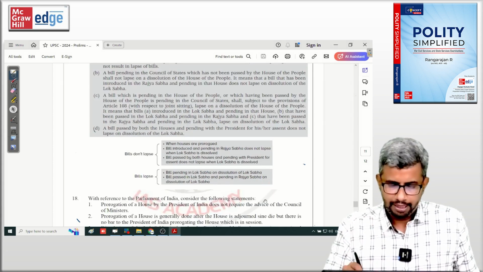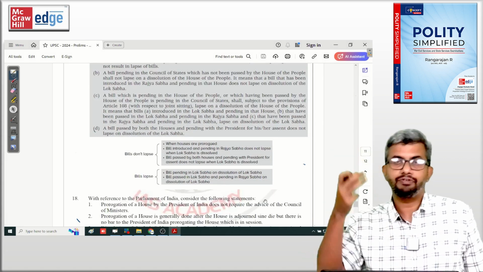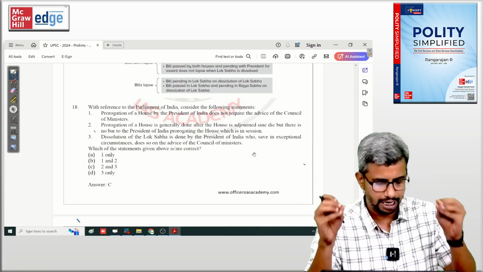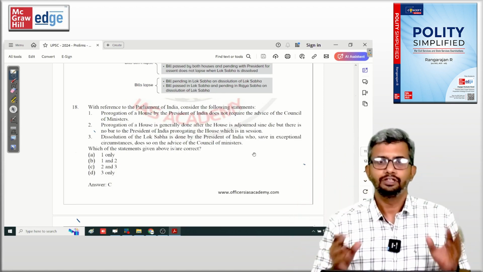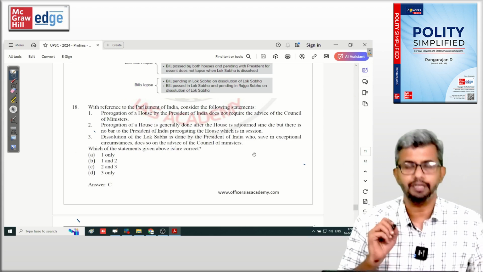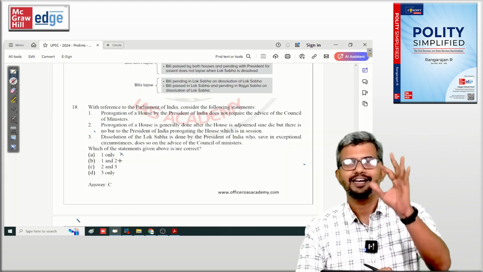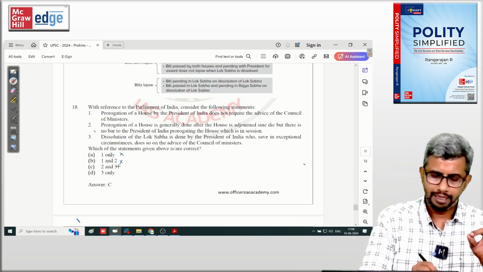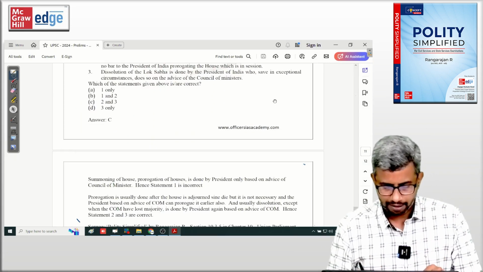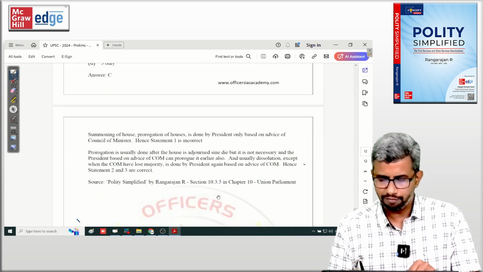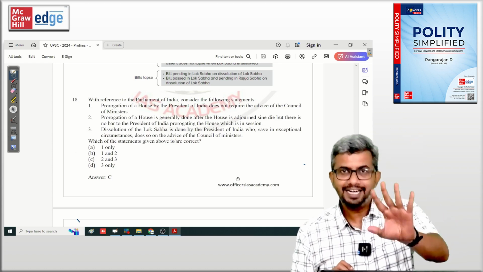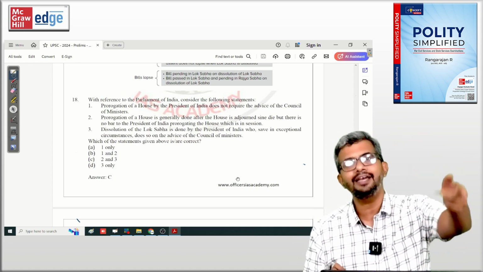And then finally, with reference to the Parliament of India, prorogation, summoning of the House, everything happens only as per the advice of the Council of Ministers. So, first statement is incorrect. So, automatically you can eliminate A and B. Second statement is correct. Usually, it happens only on the adjournment sine die. In fact, in my book, I would have used the word usually. Here the word used is generally. Generally, on the last day after adjournment sine die, the houses are prorogued.